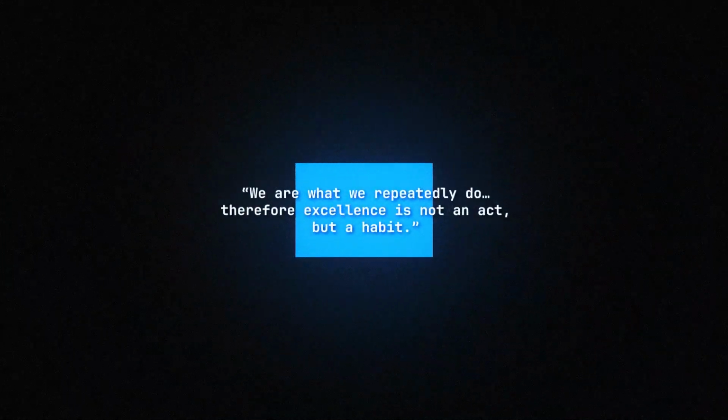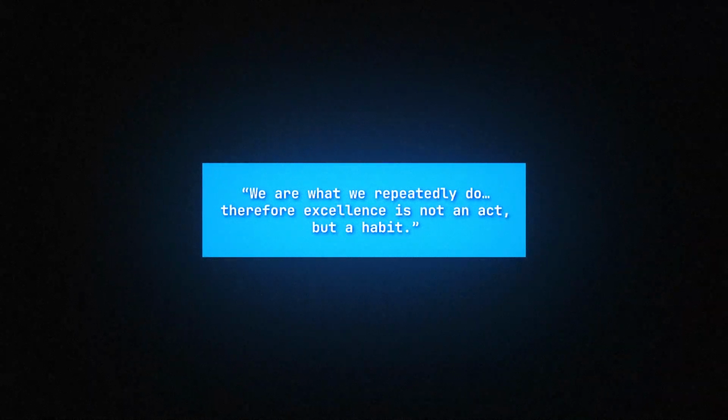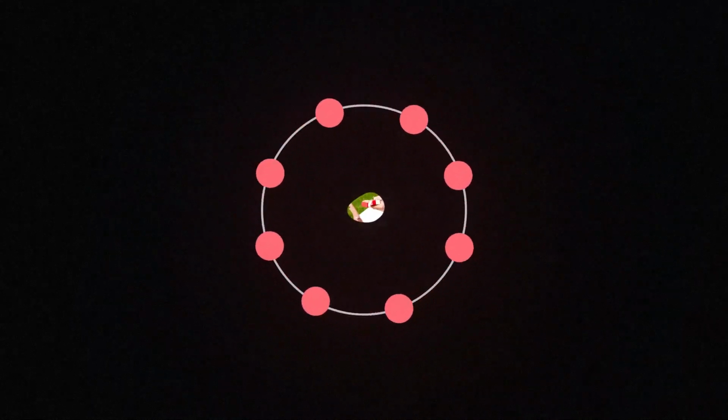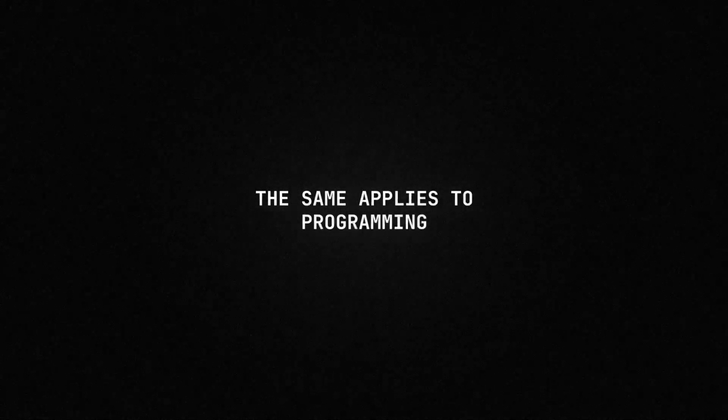We are what we repeatedly do, therefore excellence is not an act, but a habit. But that does not mean repetition in anything is always good. In fact, repeating the wrong actions, such as smoking, can have bad consequences. The same applies to programming.